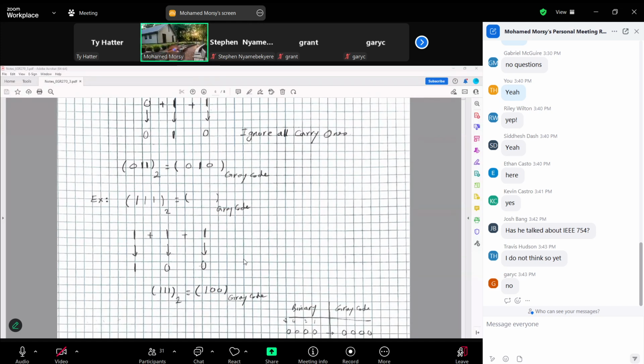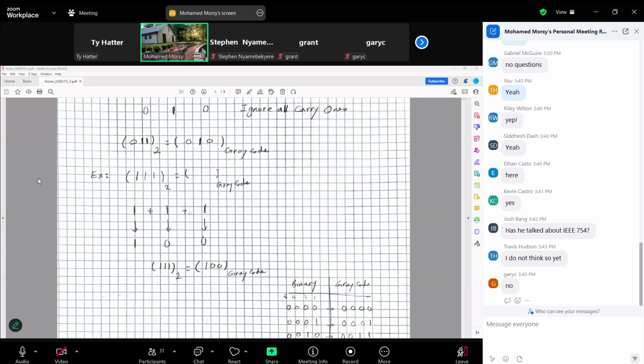Now, if we have 111, for example, as binary, and we need to convert it to Gray code, we put 111. Then the first bit on the left, the most significant bit, we copy the same bit, so it is 1. Then 1 plus 1 is 0 with carry 1. Forget about the carry, we put just a 0. Then 1 plus 1 is 0 with carry 1. Forget about the carry. So the result in Gray code is 100.